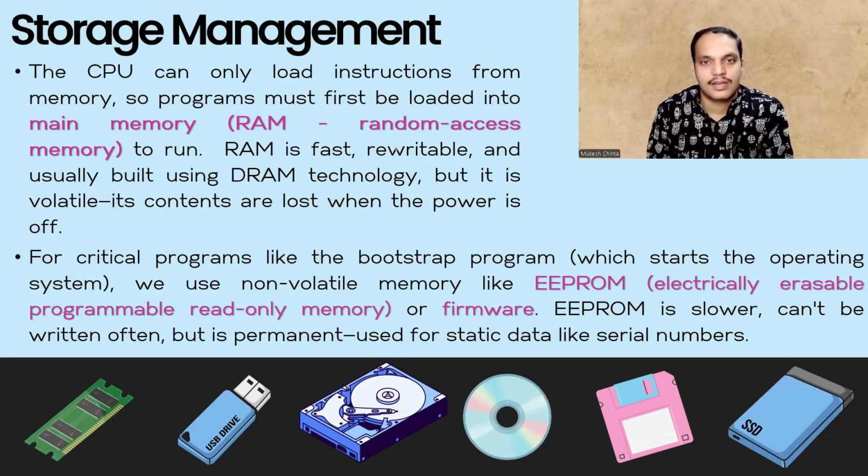Now RAM is fast, rewritable, and usually built using dynamic random access memory technology. But the flip side is it is volatile, and it does not store contents when the power is off. Its contents are lost when the power is off.